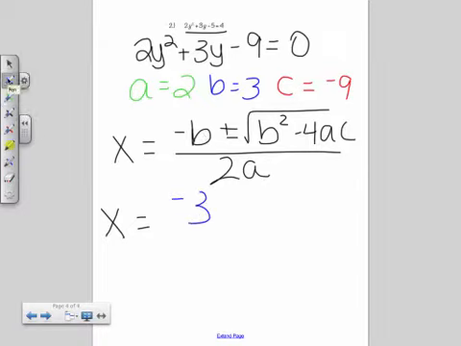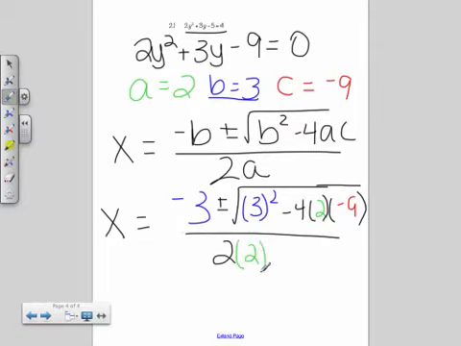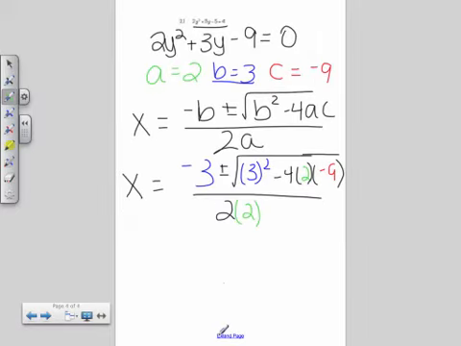plus or minus the square root of b squared. In this example, remember the b is positive, so it's going to be 3 squared. I don't have to have parentheses, but I can't go wrong with too many parentheses. Minus 4 times the a value, which is 2, multiplied by the c value, which is negative 9. Okay, so then once I do that, I still have to divide that by 2 multiplied by the a value, which is 2.